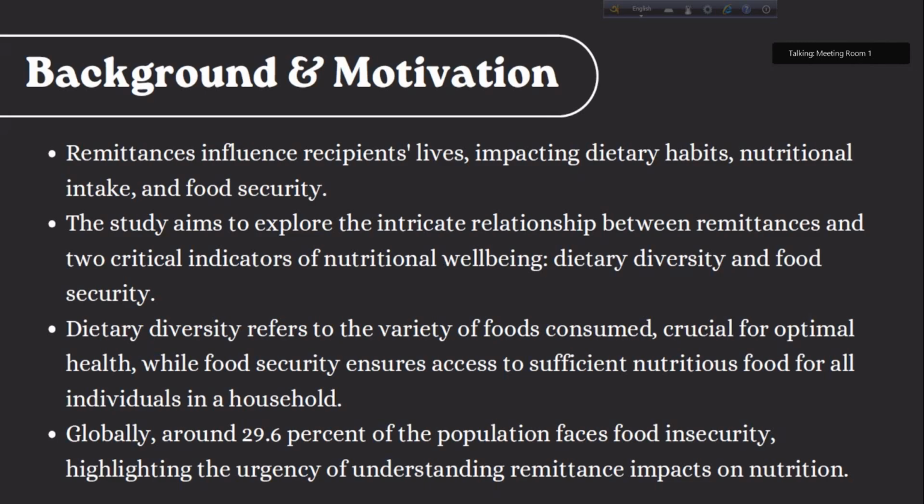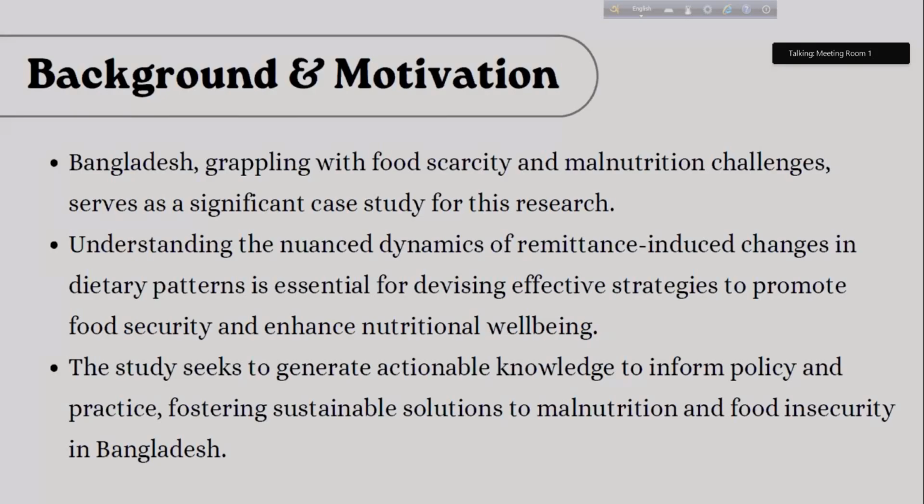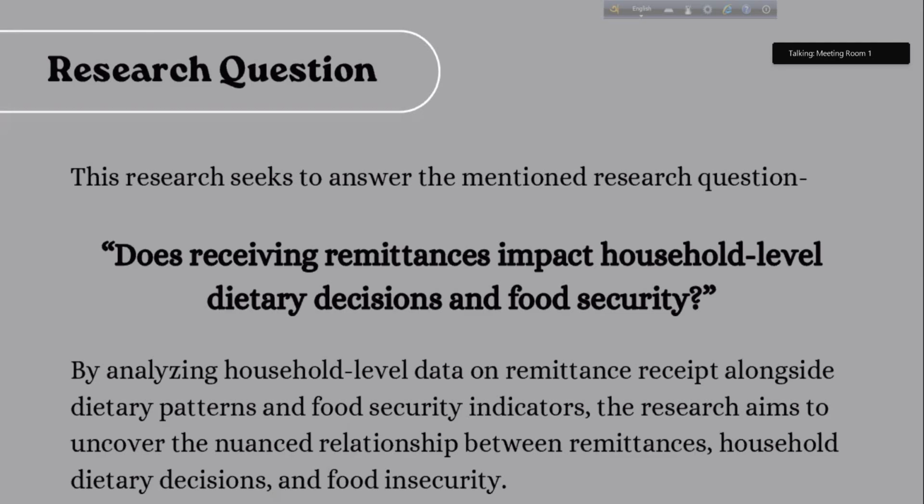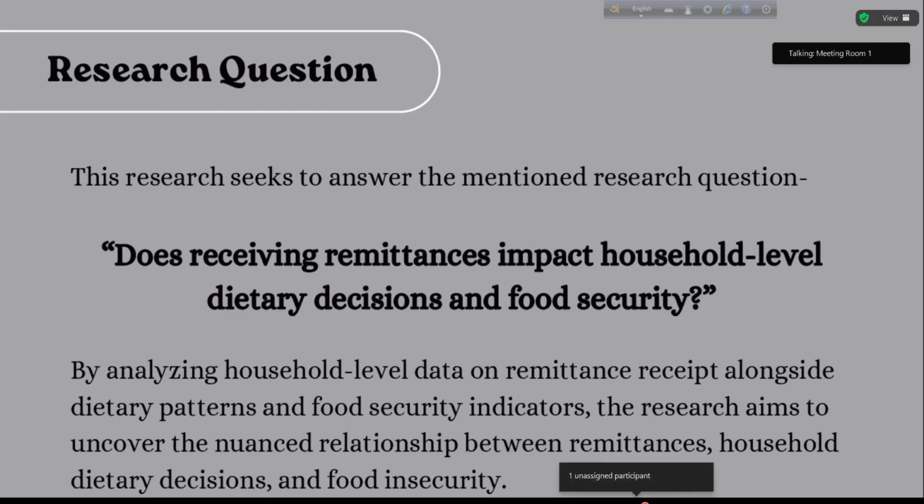Globally, food insecurity is an issue that is increasing and has a big impact on nutrition. At the same time, Bangladesh is also suffering from food scarcity and malnutrition challenges. Bangladesh is one of those countries whose economy is largely dependent on remittance. So I wanted to explore if remittance has any significant impact on these two very important nutritional well-being related indicators. The research question that I have explored in this paper is, does receiving remittance impact household level dietary decisions and food security?